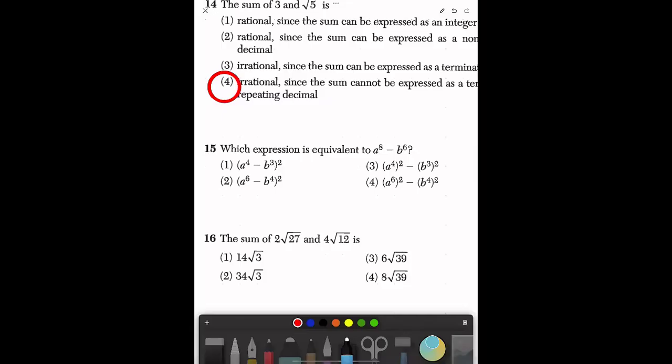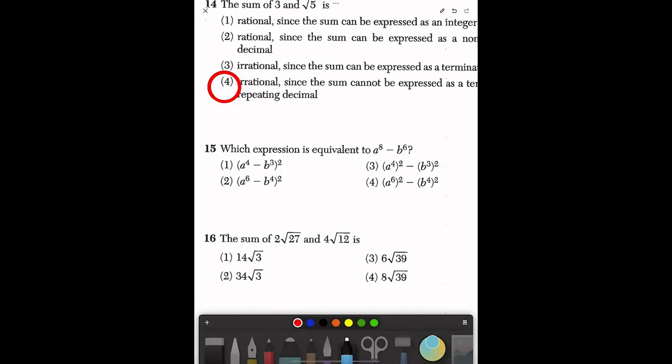This is question 15 from the June 2025 Regents exam, Algebra. It says, which expression is equivalent to a to the eighth power minus b to the sixth power? Now, this is basically just the difference of two perfect squares, but we really didn't cover that in a lot of depth.